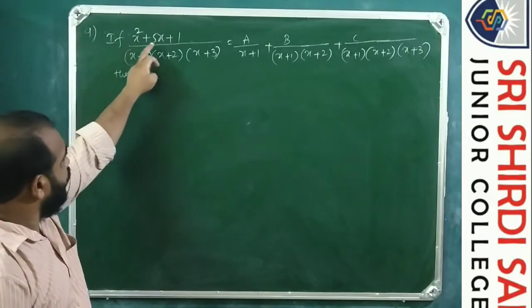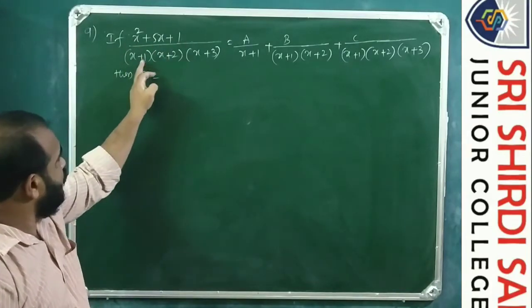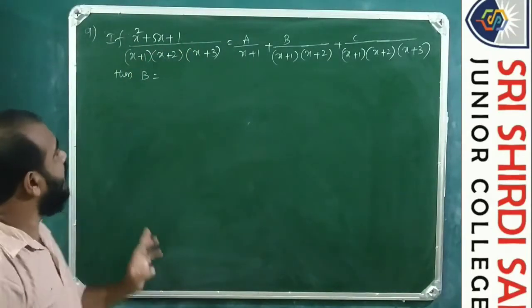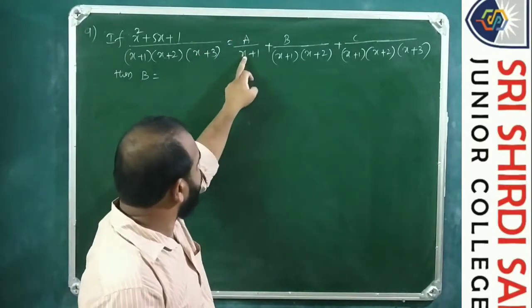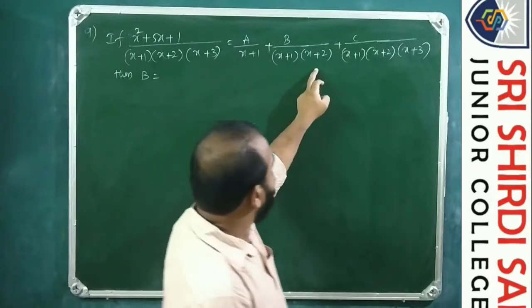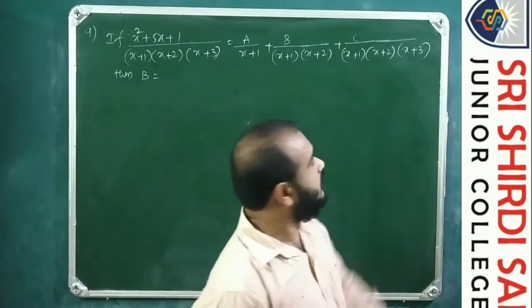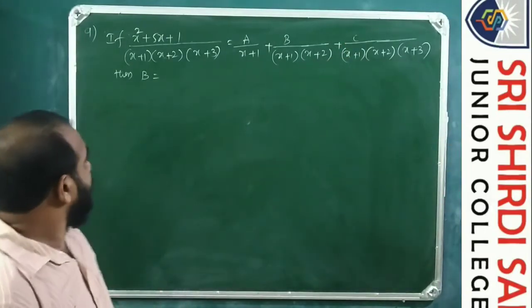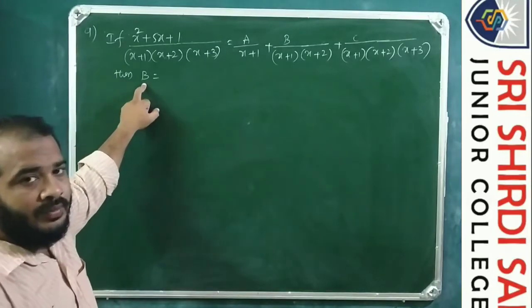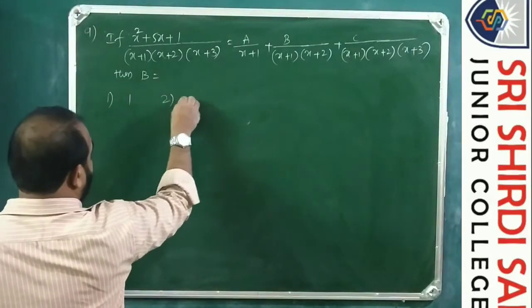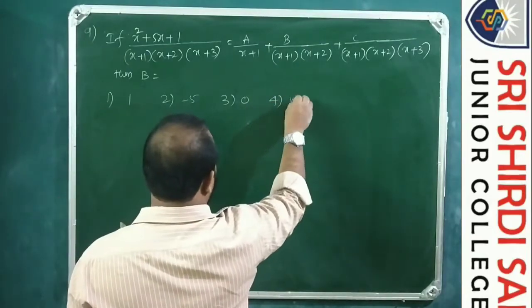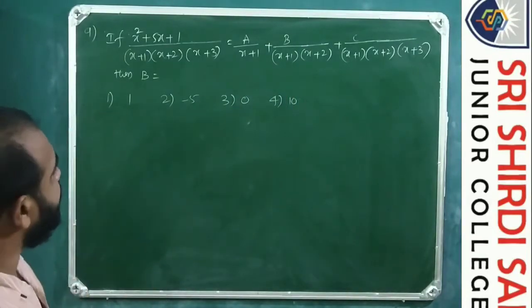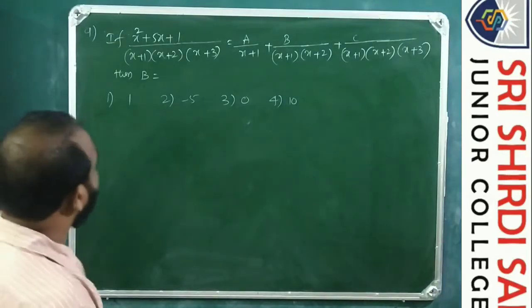If x square plus 5x plus 1 by x plus 1 into x plus 2 into x plus 3 is equals to a by x plus 1 plus b by x plus 1 into x plus 2 plus c by x plus 1 into x plus 2 into x plus 3, then we need to find out the value of b. Options: 1, minus 5, 0, 10. This is the question given.